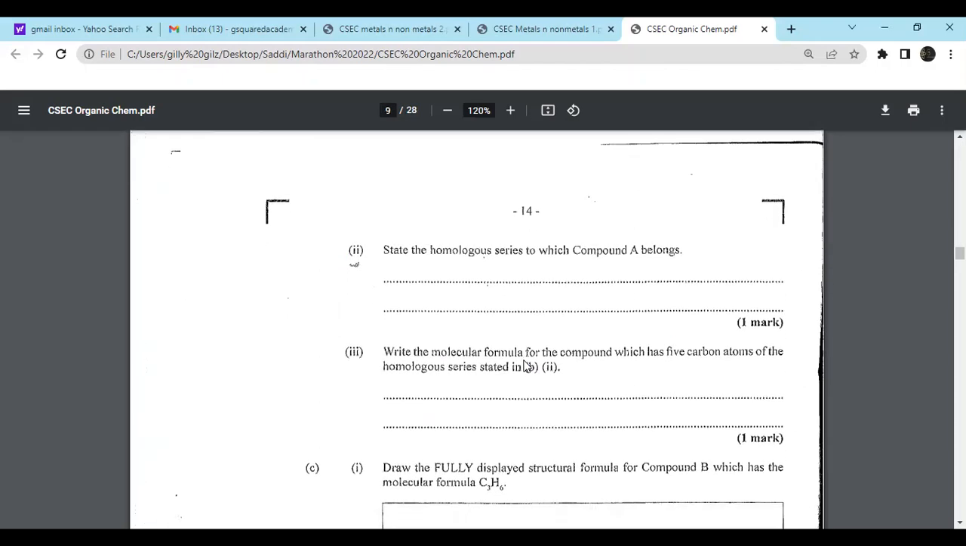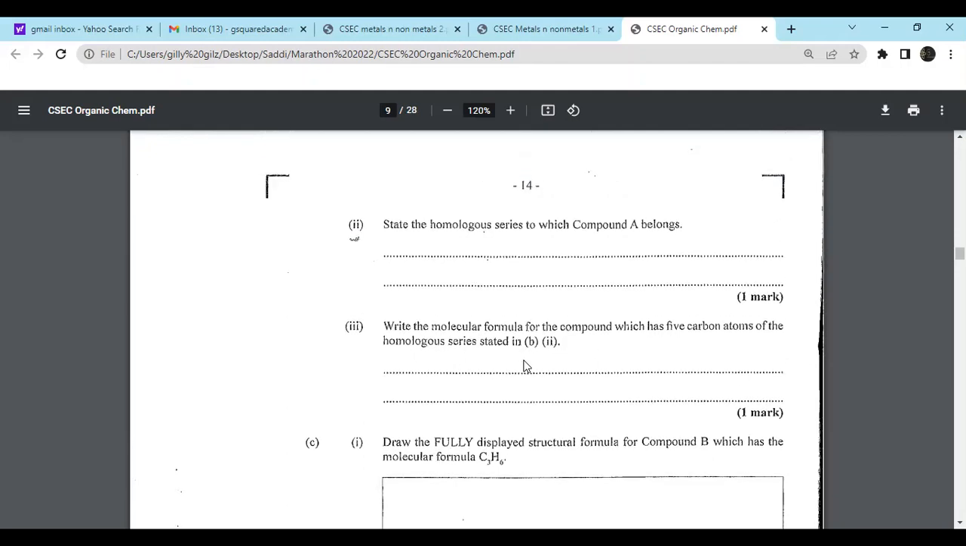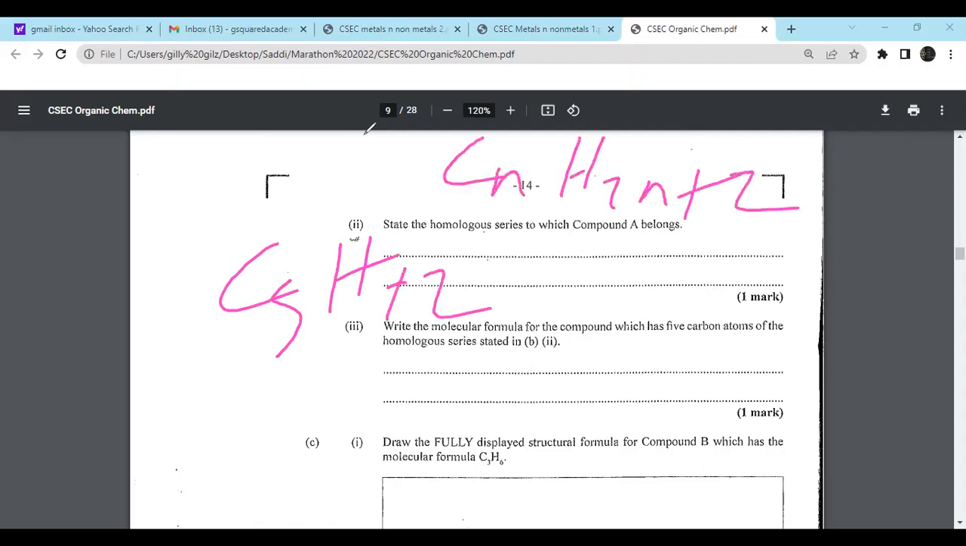So we're going to move on. Write the molecular formula for the compound which has 5 carbon atoms of the homologous series. So if it has 5 carbons, then it's going to be C5H12. Remember, the general formula is CnH2n+2. They said 5 right there, so you replace n with 5 and you work it out. C5, 2 times 5 plus 2. And that gives you your answer.